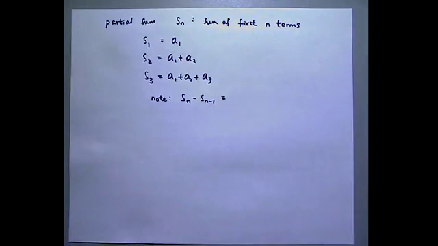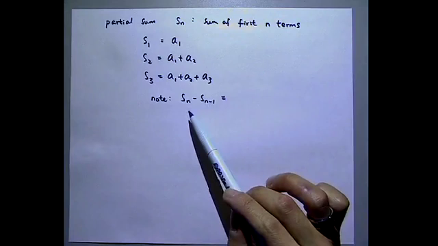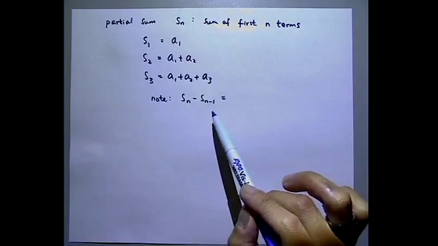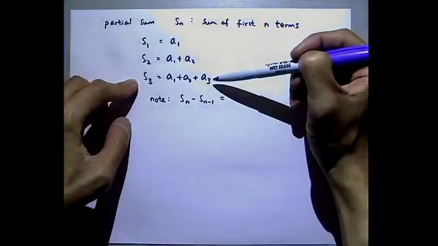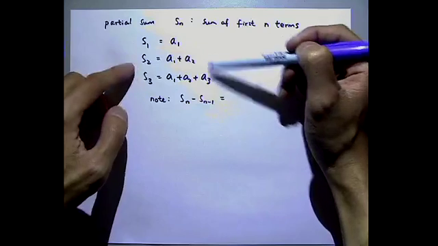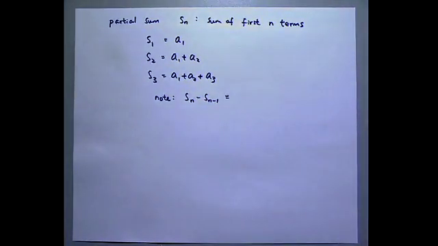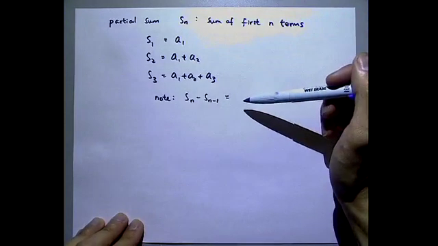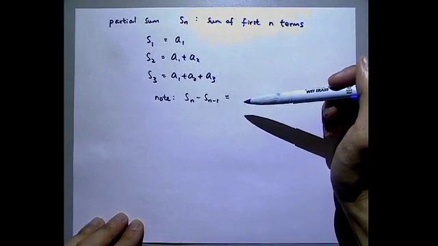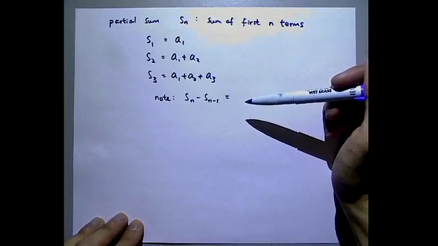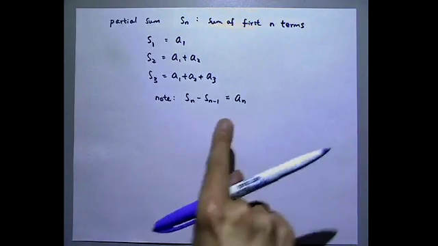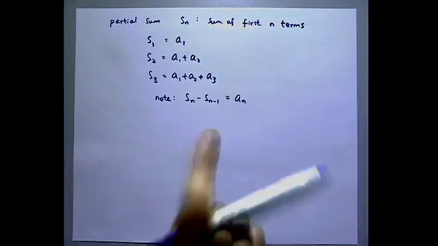Here's an interesting thing to note. If I take S, the nth partial sum, minus the n minus 1 partial sum, for example, S3 minus S2, what do I get? Look at the example here. I get A3. So in general, what would I get? AN, right? This result will actually come in handy later. So make a note of that. We'll come back to it.